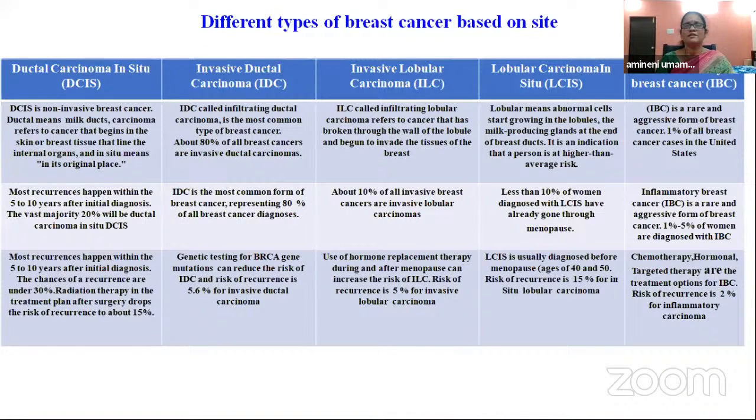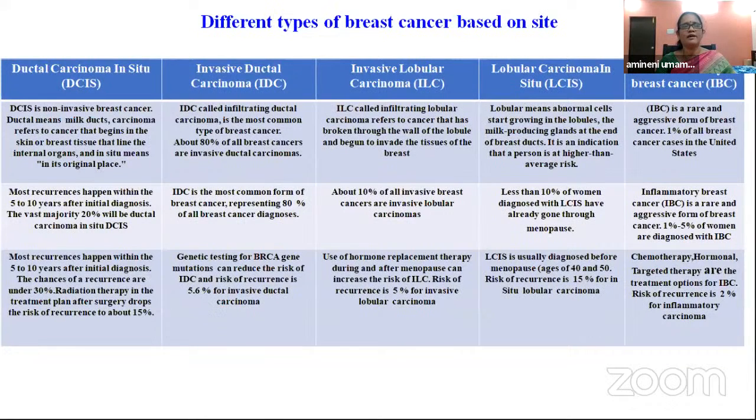So based on the site of the tumor, cancers can be given some names. In the breast tissue, two types are present: ductal or lobular. The breast tissue has milk ducts and also lobules. If the cancer is occurring in the ductal region, it is called ductal carcinoma. And if it is occurring in the lobules, it is called lobular carcinoma.